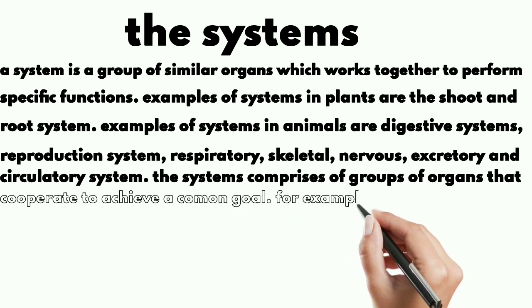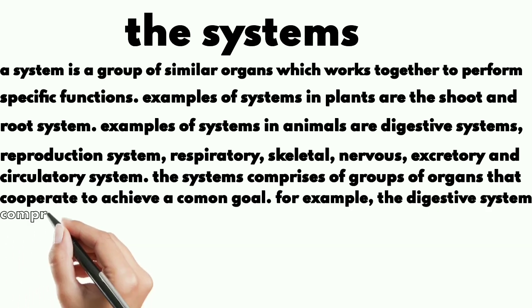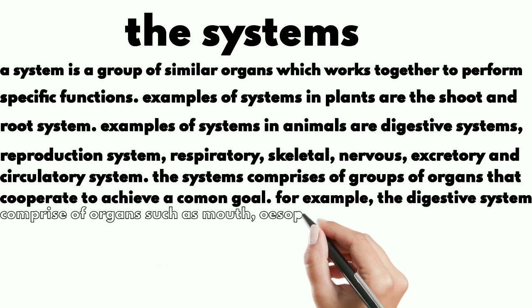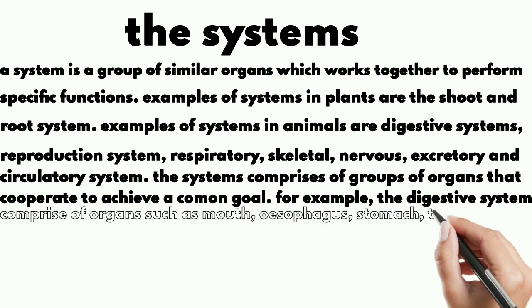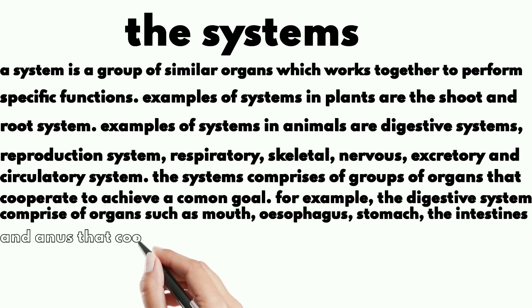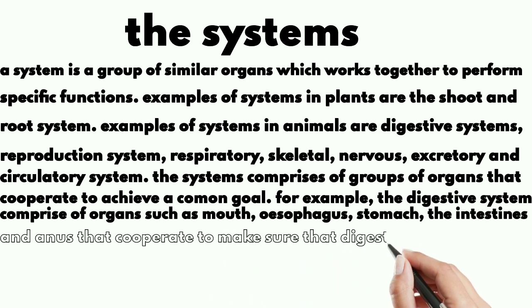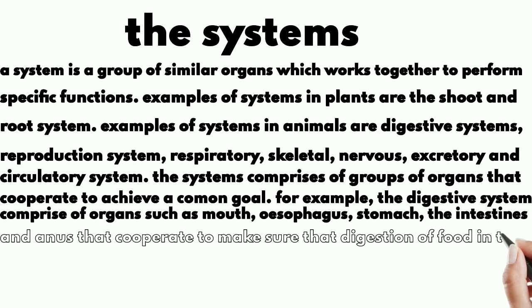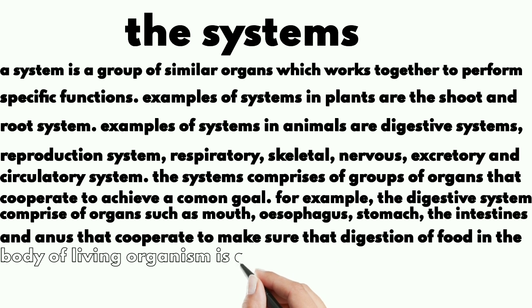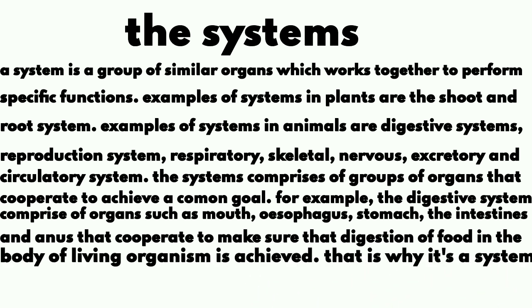For example, the digestive system comprises organs such as the mouth, esophagus, the stomach, the intestine, and the anus that cooperate to make sure that digestion of food in the body of living organisms is achieved. That is why it is a system.